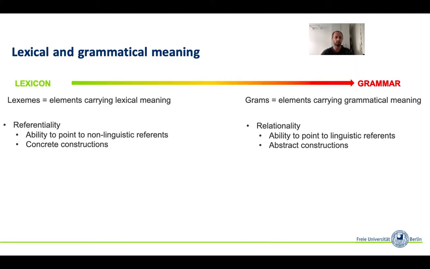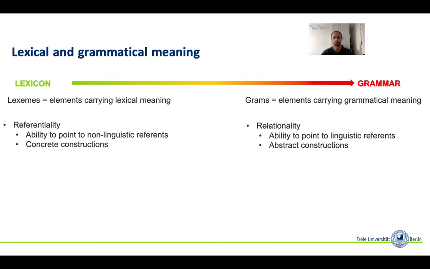Right. This can also be described in a more technical way by the distinction between referentiality and relationality. On the one hand, lexemes, the units of the lexicon with lexical meaning, have reference, right? So they stand on their own, and they are able to point to non-linguistic reference. Something that you are familiar with from the seminar with Professor von Minken. And they are also very concrete, these constructions, with a concrete meaning, more or less. On the other hand, you have grams, the elements carrying grammatical meaning, which are relational in nature.